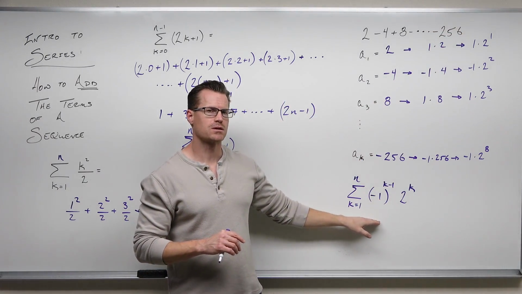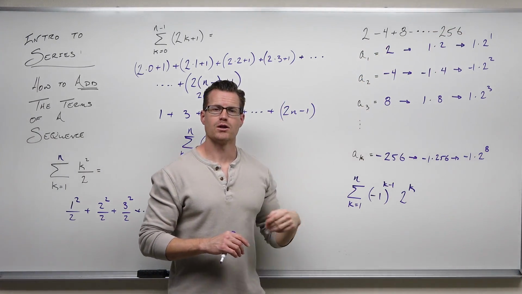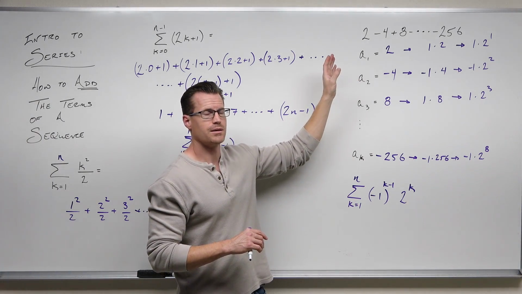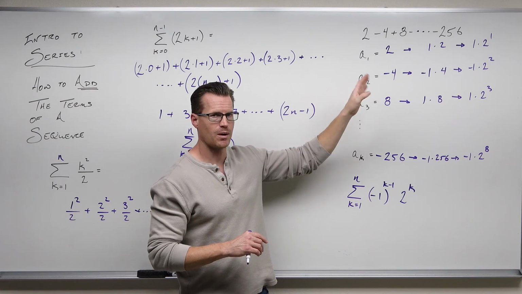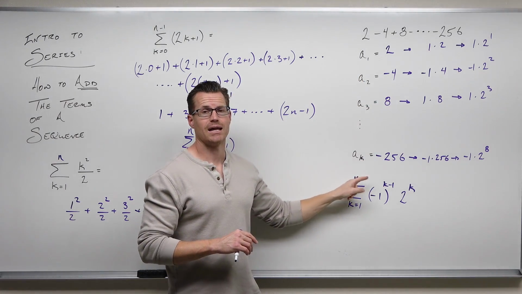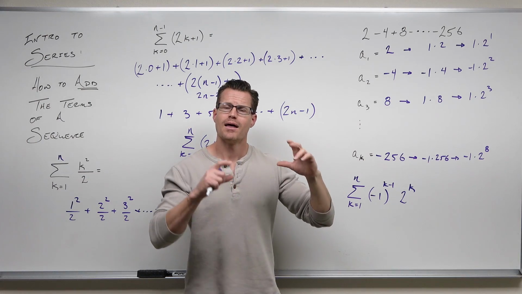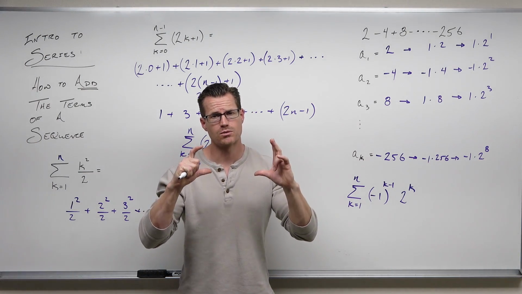You could write the same series that we have here, and your ending term would be, let's see, 2, negative 4, 8, then negative 16, and so on, and you would plug in N, and you get negative 1, N minus 1, 2 to the N. That would be your nth term. That'd be your general term.